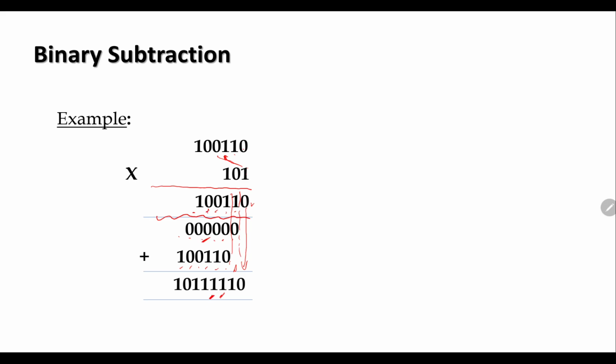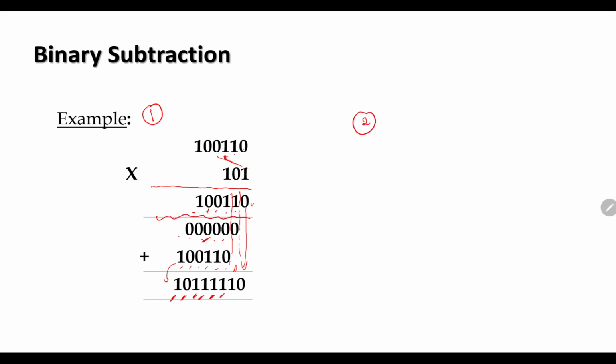0 plus 0, 0. 0 plus 1 is 1. 1 plus 0 is 1. 0 plus 1 plus 0 is 1. 1 plus 0 is 1. 0 plus 0 is 0. So you put 1 over here. Then the answer will be 10111110. So this one is example 1.